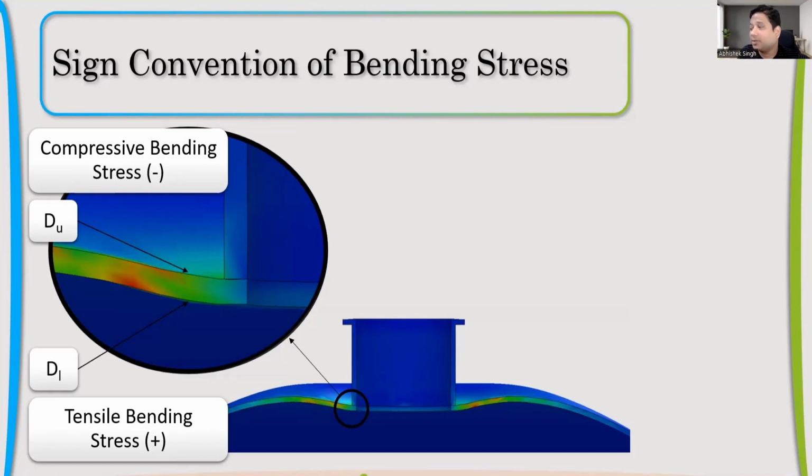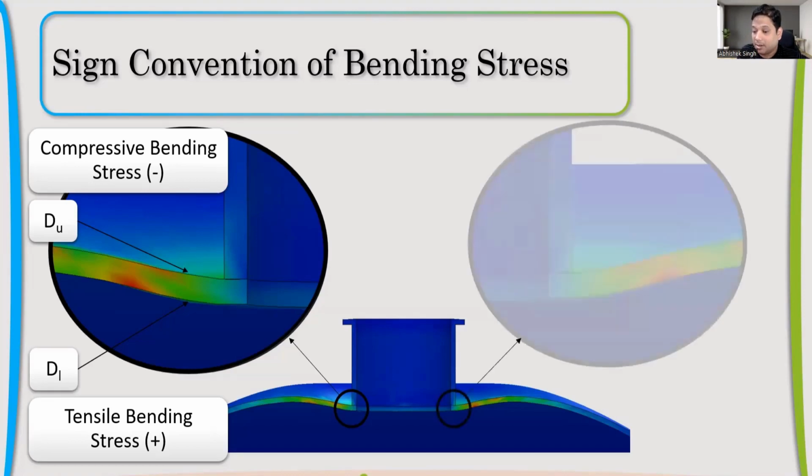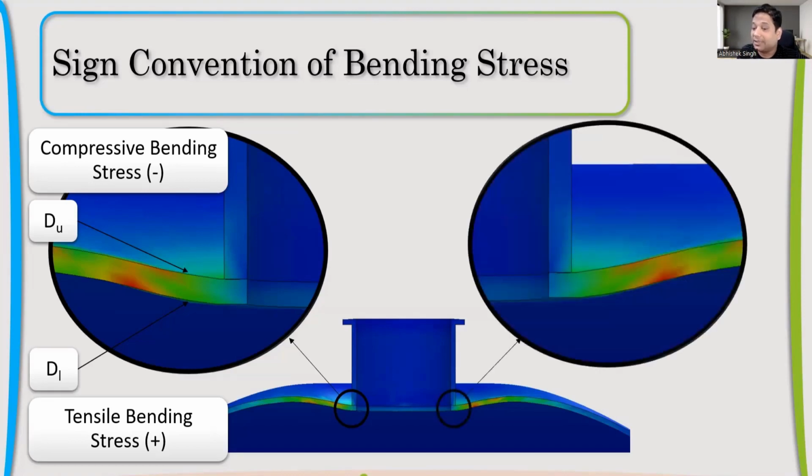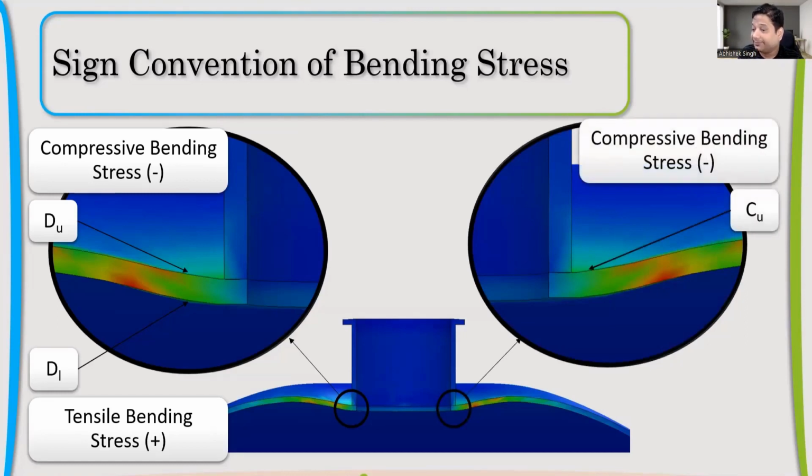You just have to imagine how it's happening, and based on that, the sign convention is given. You don't even have to bother about the sign convention because it's already there in WRC 107 for all the types of load. But still, to make you visualize, we have taken this. Similarly, for CU, compressive bending at the top, and at the lower, it will be tensile. Guys, clear till now? Yes.